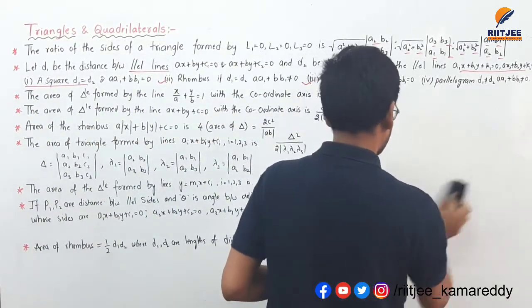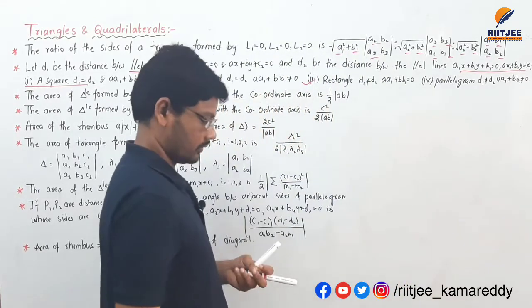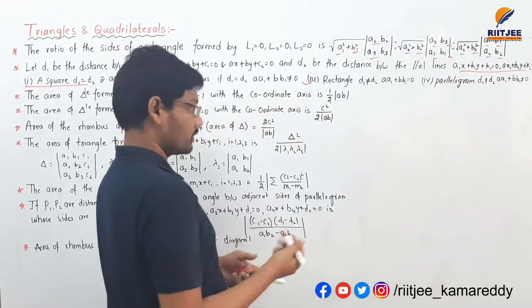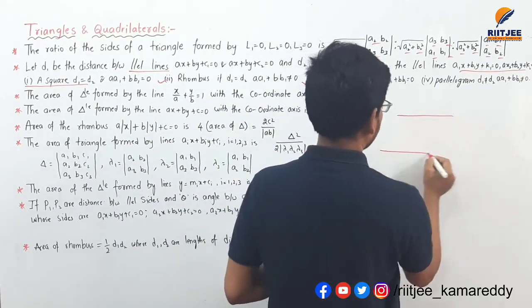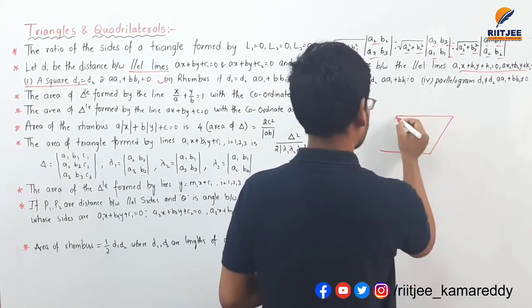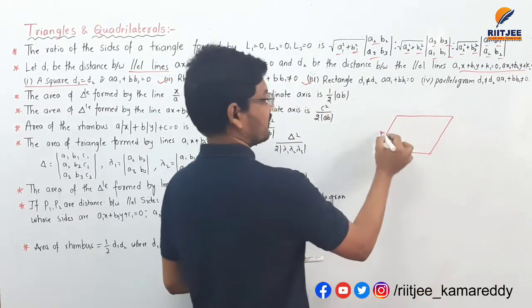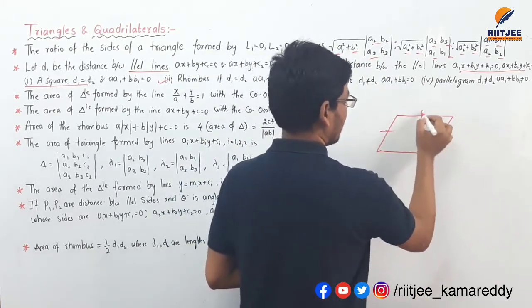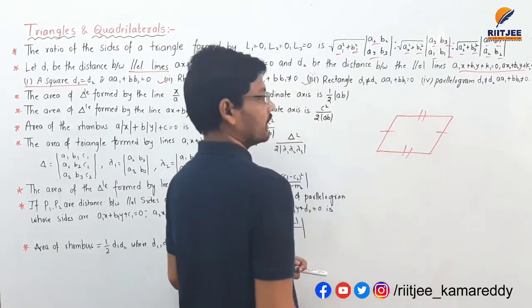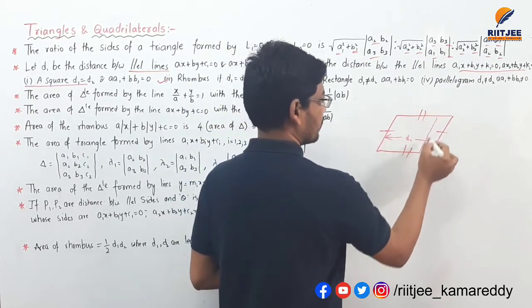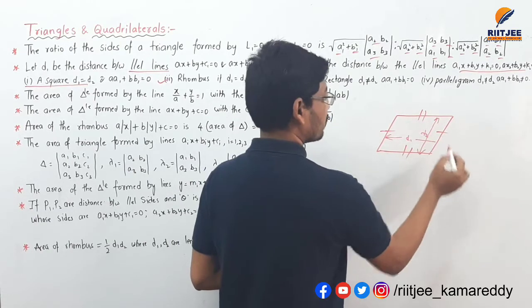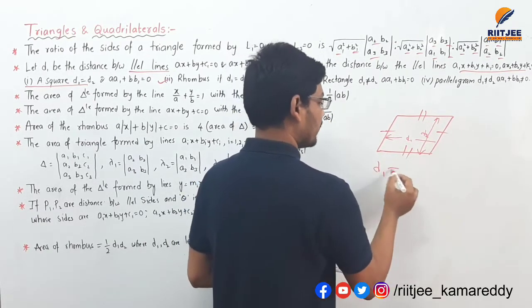And the fourth point is parallelogram. Parallelogram is nothing but this, this is a parallelogram I am taking. This is the first set of parallel lines and this is the second set of parallel lines. The distance between these two parallel lines is d1 and the distance between these two parallel lines is d2. d1 is not equal to d2.